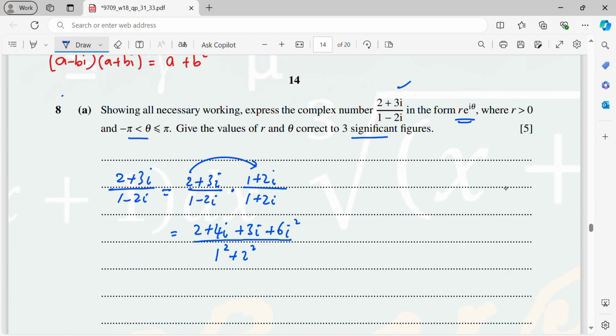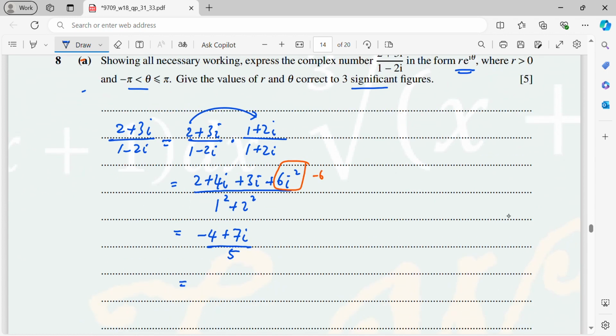Okay, then from here, now remember, i squared is minus 1. That means this is minus 6, because i squared is minus 1. So 2 minus 6, that is minus 4. Then 4i plus 3i, 7i. Now the denominator will be 5. So from here, I will split it into real and imaginary parts: minus 4 over 5 plus 7 over 5 i.